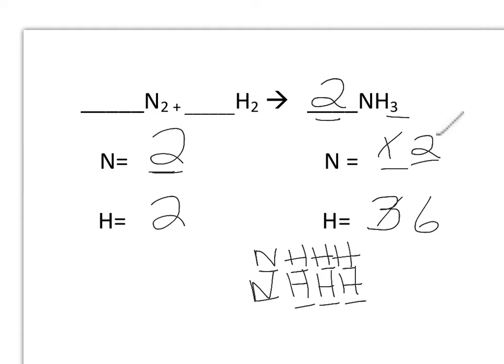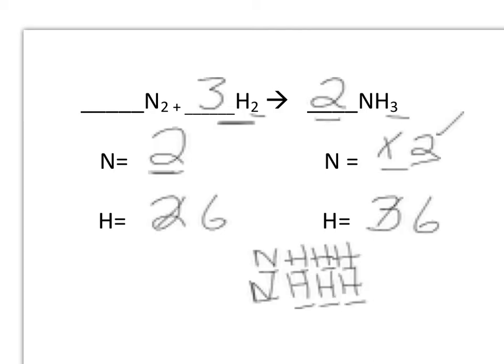So we're going to come back over here to the reactant side and think of what we could put here so that we have 6 hydrogen on the reactant side, just like the product side. So if we turn this coefficient into a 3, 3 times 2 is 6, we would end up with 6 H's here, which gives us a balanced equation. 2 N's go in, 2 N's come out. 6 H's go in, 6 H's go out. All right, moving on.